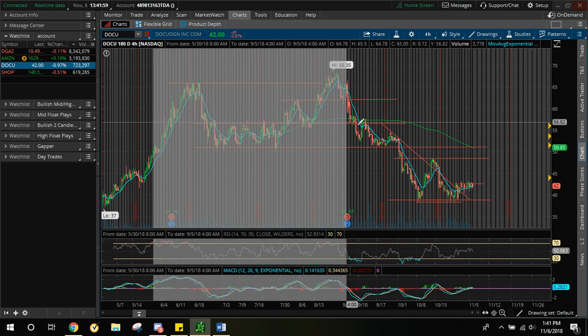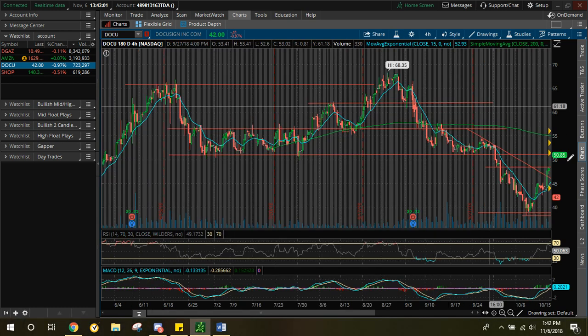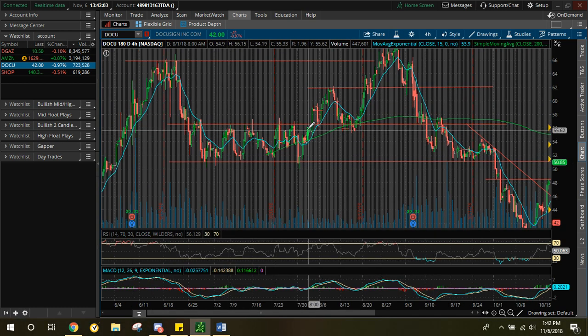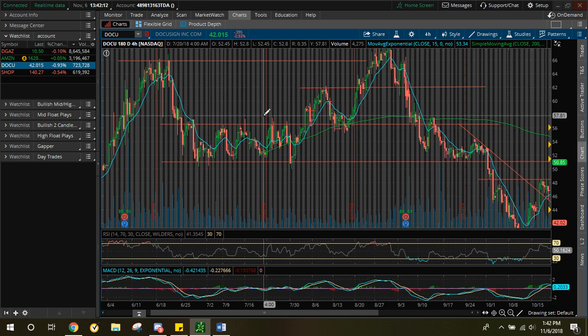So in the longer time frame, excuse me, my throat is a little dry. So it pushed up, pulled back. This old resistance here became a new support, and it bounced here, and then it's made its move higher.